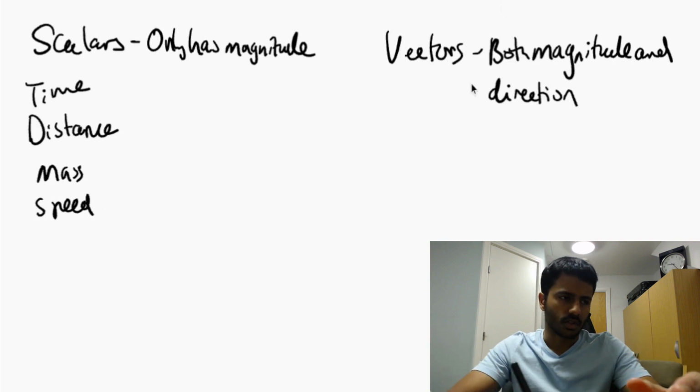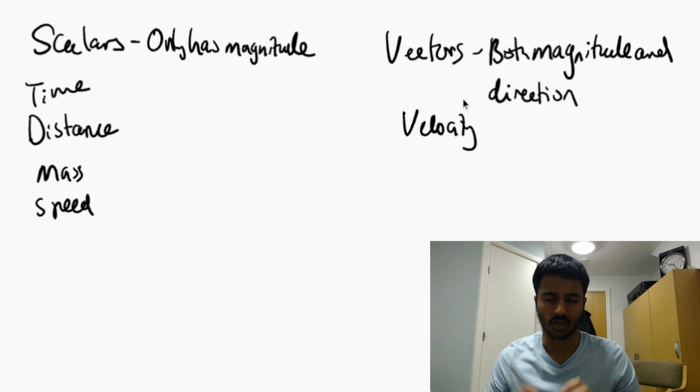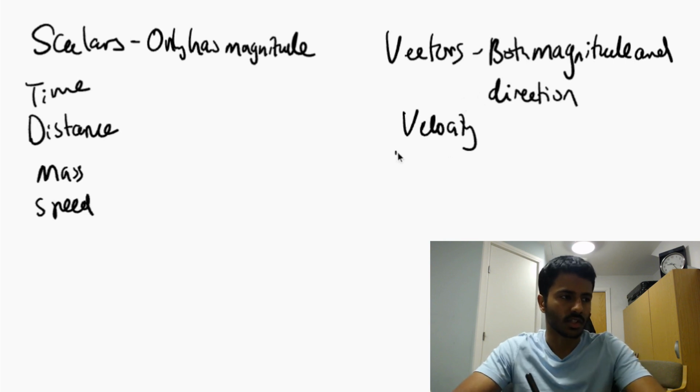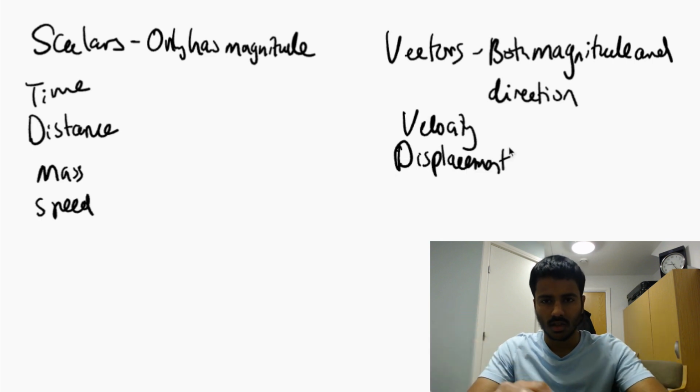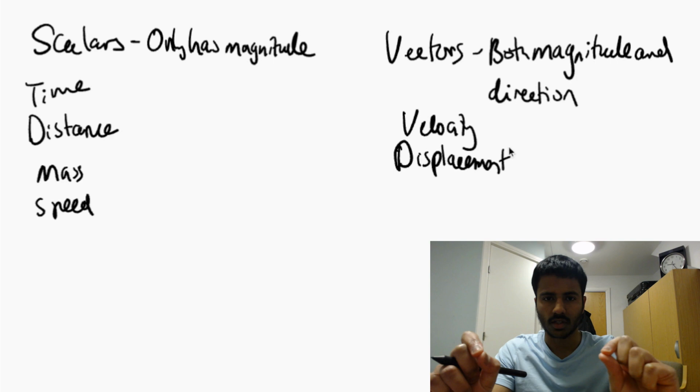Some vectors, for example, could be velocity. Velocity is the vector version of speed. It's the magnitude of a speed in a particular direction. And you can also say the same for distance. The displacement is sort of the vector version of distance. It is the straight line distance between 2 points.